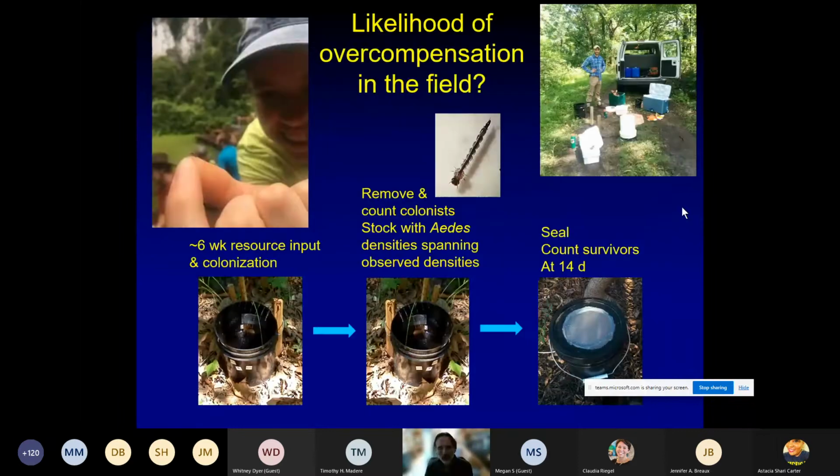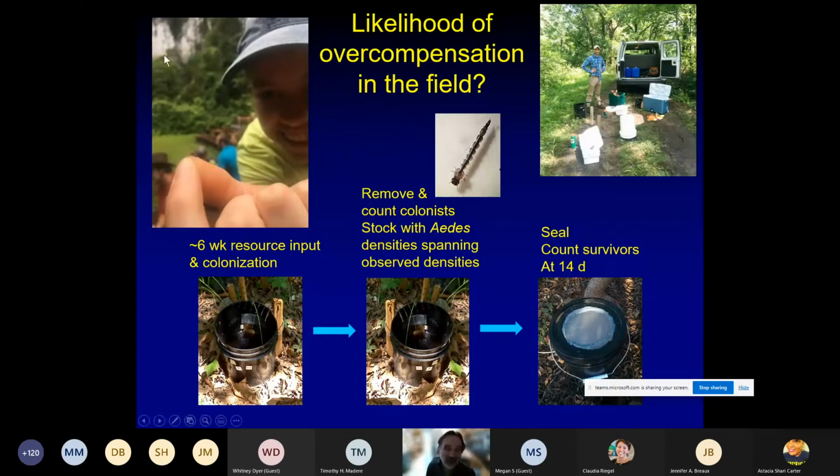Well, what I've told you is that it seems like when you set up a controlled experiment in the lab, you can produce conditions that make it seem like mosquitoes would show overcompensation in response to mortality and this Hydra effect. Well, that's interesting, but what's maybe more interesting is how likely is that to happen in the field, right? It's one thing to show it's possible. It's another thing to show that it might occur in nature.